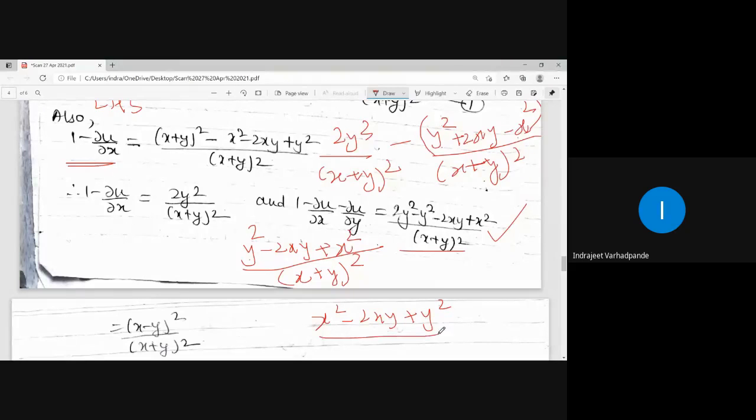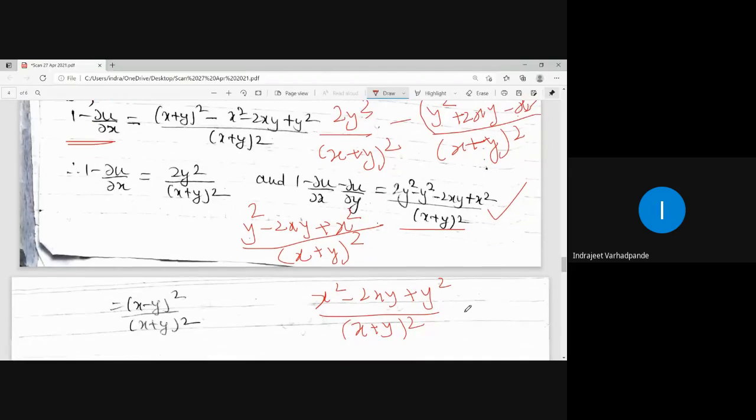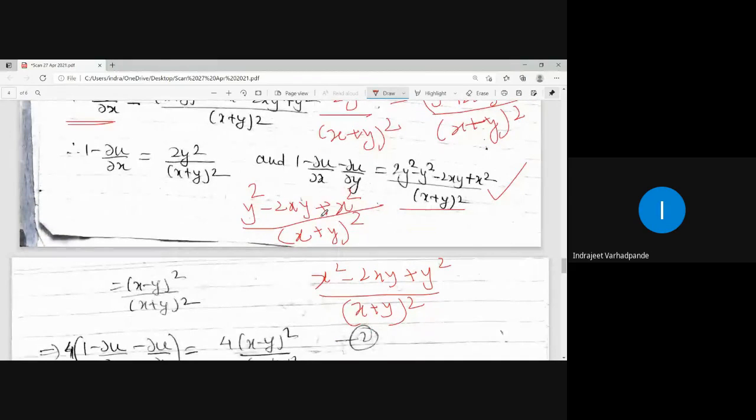But see, I can write this as x square minus 2xy plus y square also, interchanging the first and last term, because in the result I see x minus y as whole square. So I will write purposely this as y square minus 2xy plus x square को purposely कैसे लिखेंगे? x square minus 2xy plus y square. Now this is the expansion of x minus y whole square, right? Because a square minus 2ab plus b square. So this becomes x minus y whole square upon x plus y whole square. Is it okay?